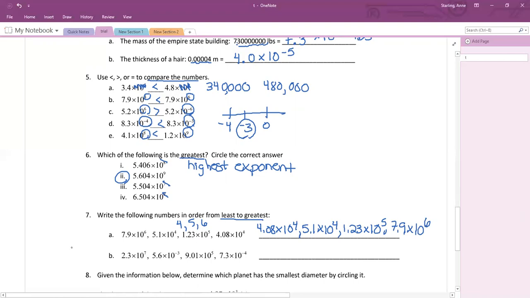Down here, we would do -4, -3, 5, 7. So that would be my order. So it'd be -3 times 10 to the -4. 5.6 times 10 to the -3. 9.01 times 10 to the 5. And 2.3 times 10 to the 7. And then we've got those.